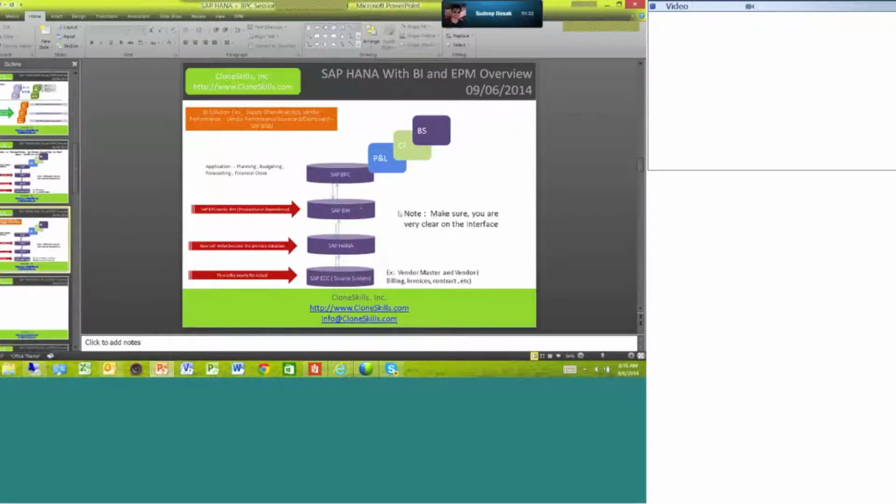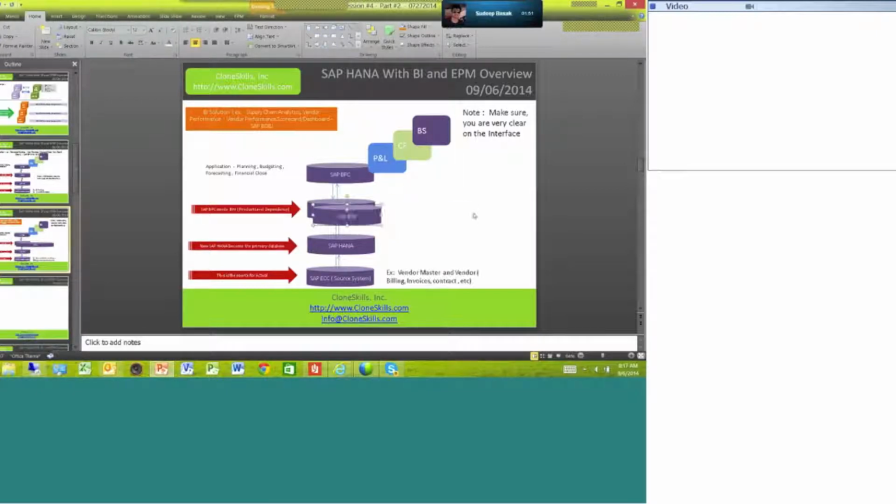Do I really need BW? You may or may not need it. It depends on what role BW is playing. So let's assume BW does not really have more value. That means I can directly connect using business objects.